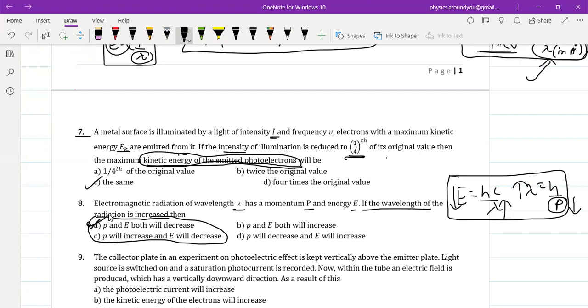Stepwise elimination. I simply see first which of the options shows a decrease in energy, only A and C show. So between A and C, how to choose? Look at the momentum relationship. If lambda increases, momentum should decrease. So that is question number 8.